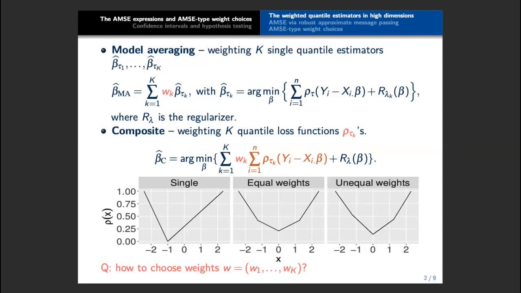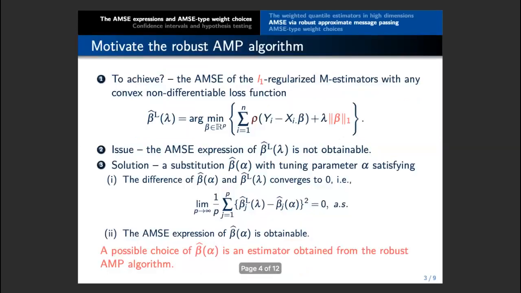In the middle and right panel of the figure, I have two example composite quantile loss functions using equal weights and unequal weights. From the expressions of these two estimators, we see that the weights are quite critical for these two estimators. So naturally, a question would be, how do we choose weights for these two estimators? We would consider the asymptotic mean squared error for these two estimators for the weight choice.